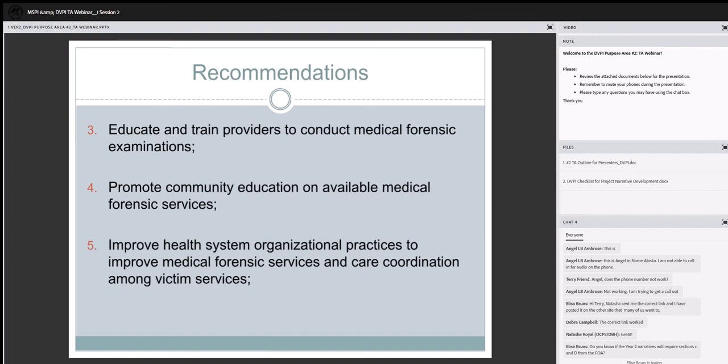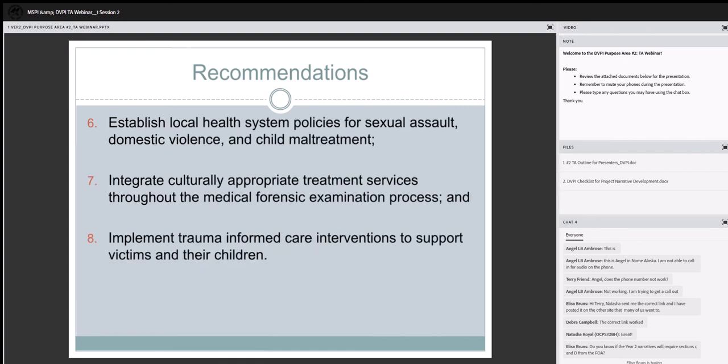So they need a way to link to you. The Purpose Area 1 needs a way to link to forensic medical services, and DVPI Purpose Area 2 needs to describe how they link to the coordinated community response, but you don't have to develop a coordinated community response. Just demonstrate how you'll link together. Improve health system organizational practices to improve medical forensic services and care coordination among victims. So same philosophy there. Establish local health system policies for sexual assault, domestic violence, and child maltreatment. Integrate culturally appropriate treatment services throughout the medical forensic exam process, and implement trauma-informed care interventions to support victims and their children.